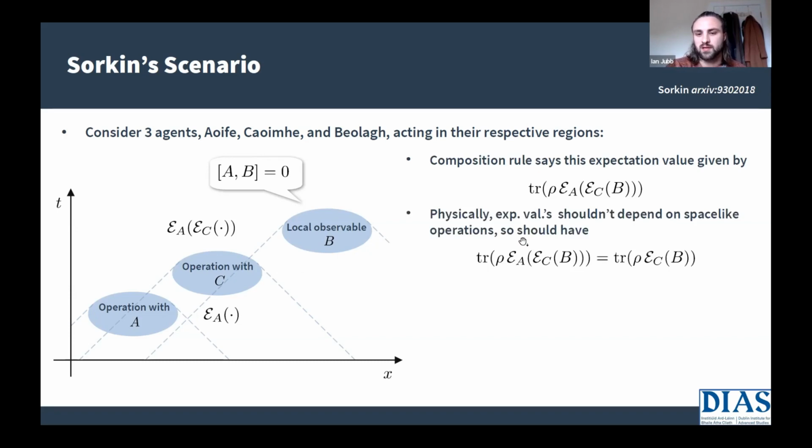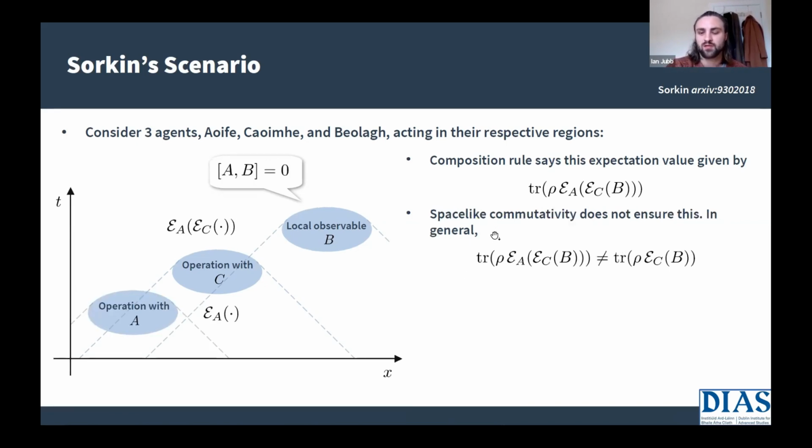But physically speaking, Biola's expectation value shouldn't depend on any operations that are happening in space-like regions. So this expectation value should just be the same as this right-hand side, which is what you would get if EFA was not to act at all. But space-like commutativity, this condition of Einstein causality, won't ensure this in general. It won't ensure this equality.